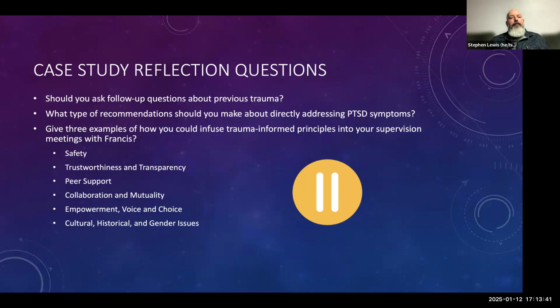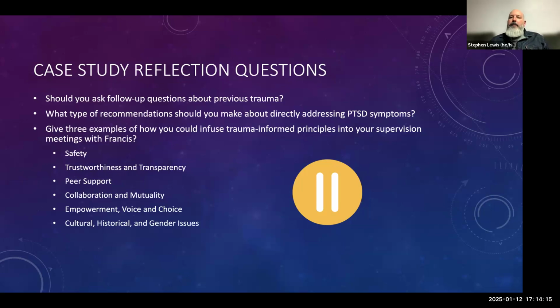And in terms of three examples, you might have picked any of these in terms of what you address. We don't know much about their cultural, historical, or gender issues, so that's probably the one that would be the least. But I always start with safety, making sure that they feel safe. I would thank them for bringing this to my attention, and I would want them to feel safe talking about it in the future. I'd be transparent: I'm not going to share this with anybody. However, if this happens, I would have to share this with these parties.